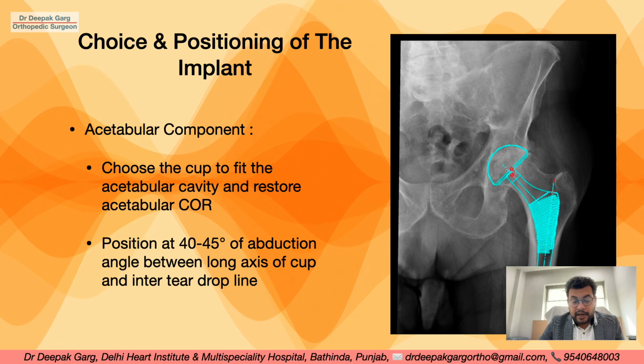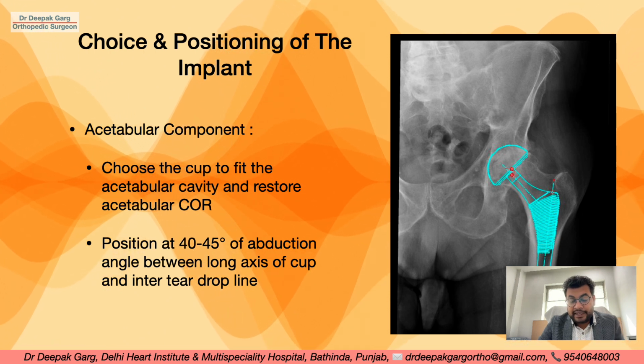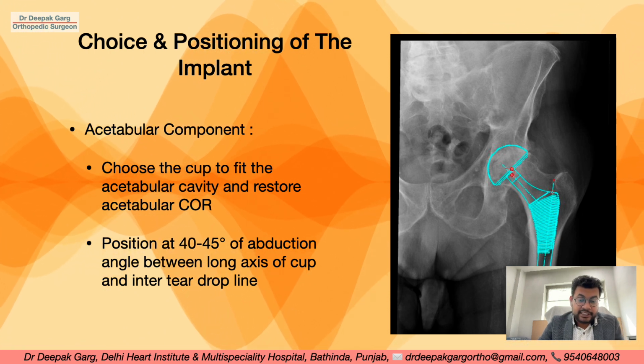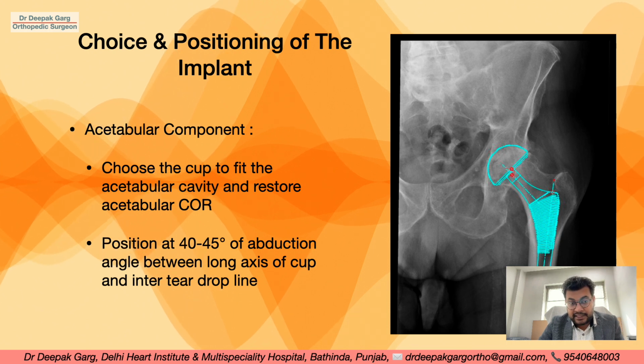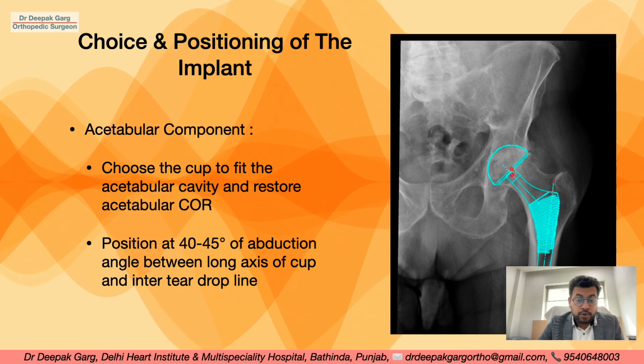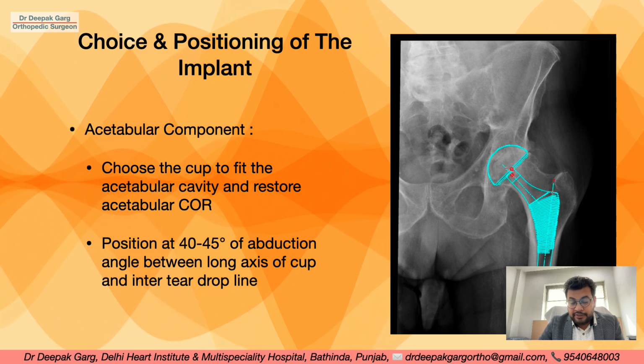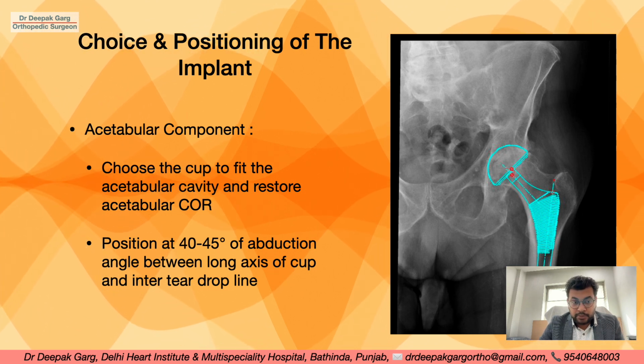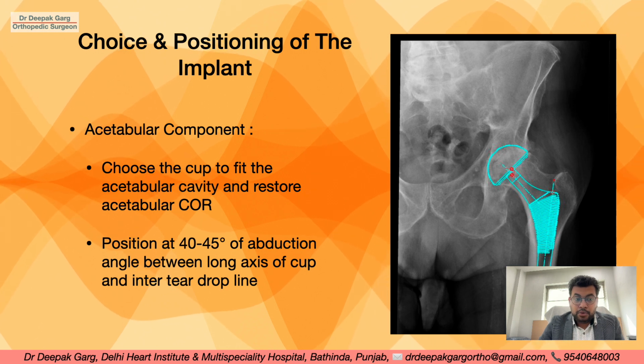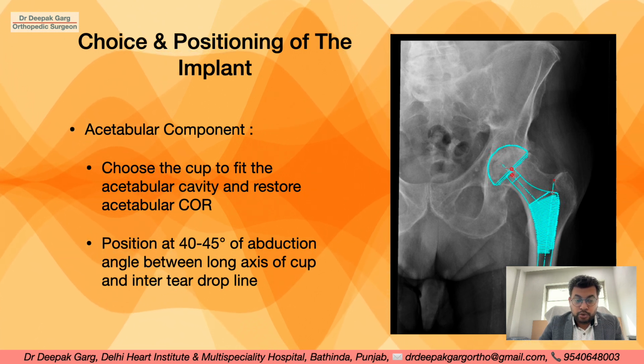Now after we have already calculated the center of rotation, the acetabular offset, femoral offset, and leg length discrepancy, we need to look at the position of the components. We will look one by one. We will first look at the position of the acetabular component. For the acetabular component, we need to look at various things.